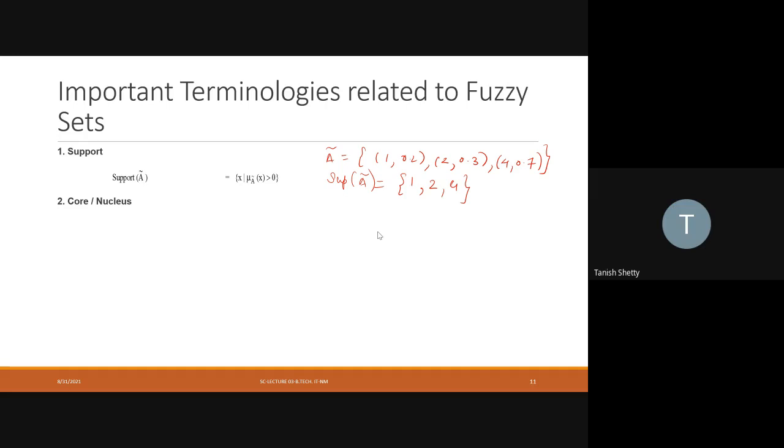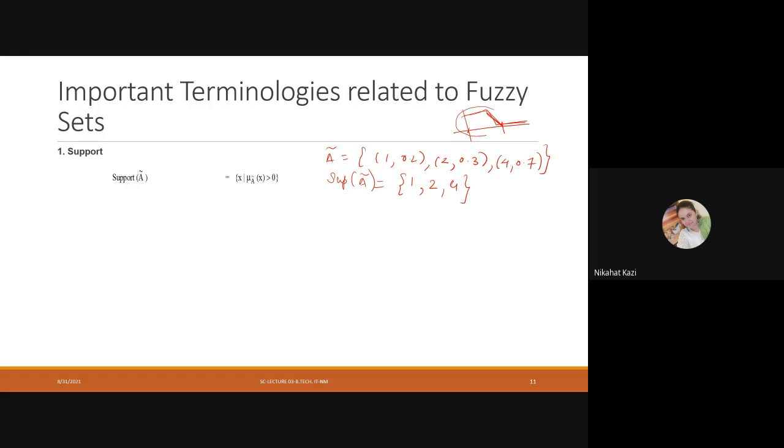Ma'am, essentially your support is just the relevant inputs for your fuzzy membership function, right? Yes, only the ones in the universe that matter. If you're talking in terms of an MF, there's an MF like this. This is a fuzzy set, suppose. What will be the support of the fuzzy set? This region, all the x values up till this point, this range.